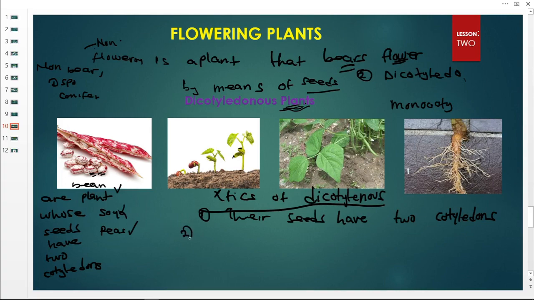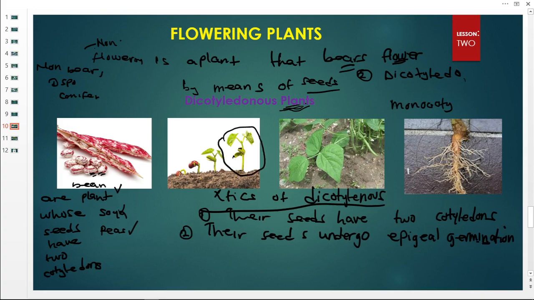Characteristic number two, their seeds, we don't say they undergo because plants don't germinate, but there are seeds that do that. So we say their seeds undergo epigeal germination. Remember we said germination means the process by which these seeds turn into a seedling, and a seedling is this young plant here. So this picture is showing us what we call the epigeal germination.